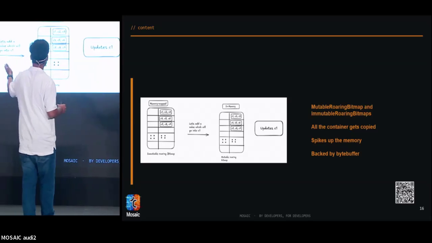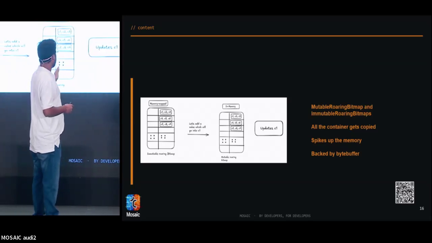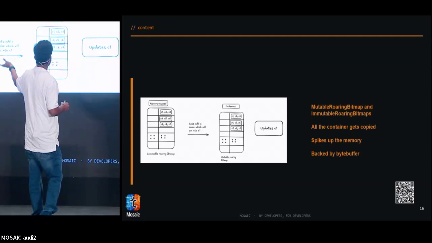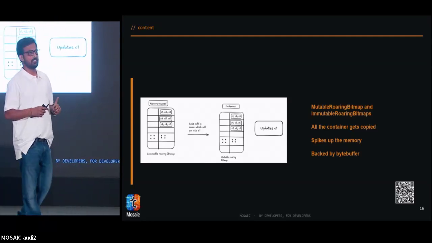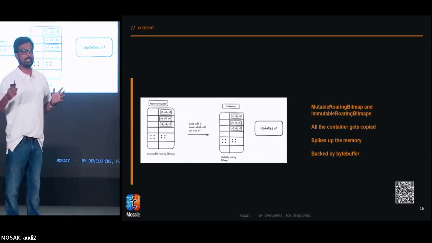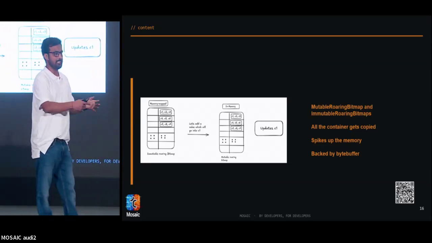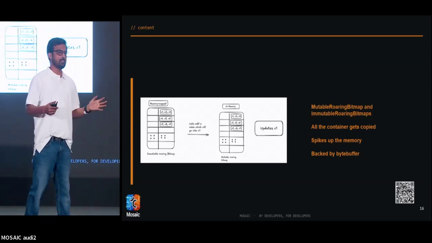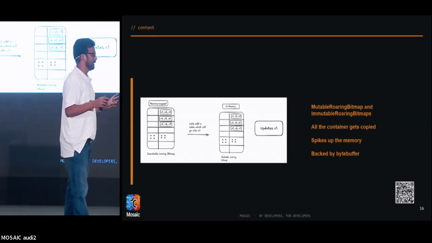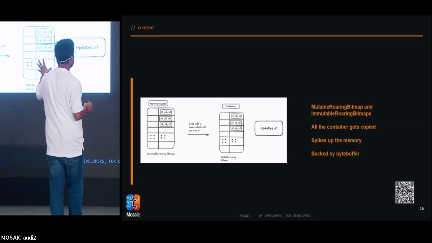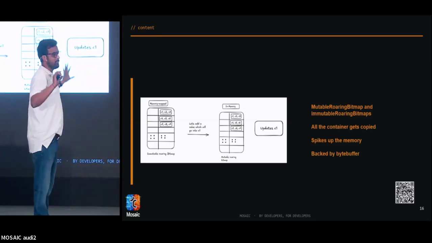Now when it was converting an immutable roaring bitmap to a mutable roaring bitmap, it was copying all the containers even though the update came for only one container. So it will spike the memory, right? If one change came and you have hundreds of inverted indexes, you need to pull all the data in memory and then make changes to all the containers, which was somehow not necessary. But this is a very simplified version.